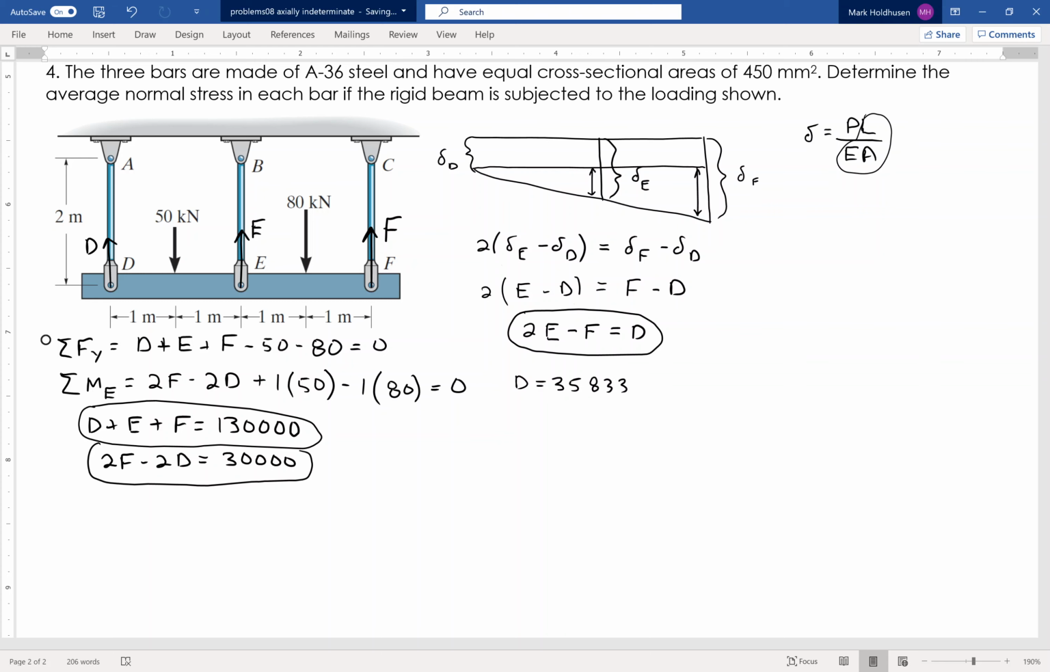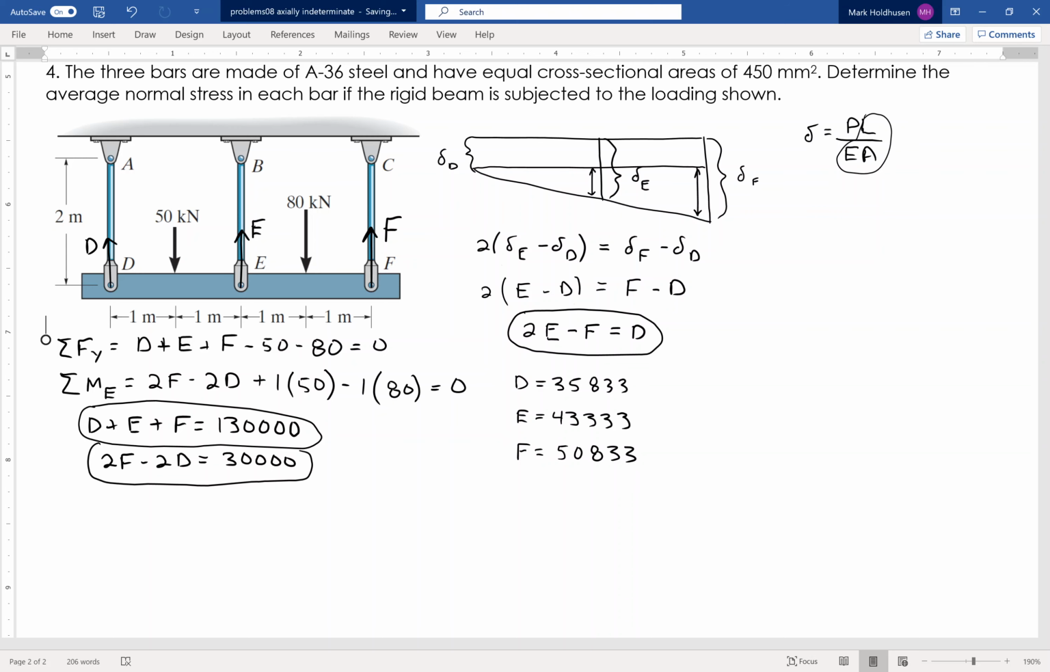I get D equals 35,833, E equals 43,333, and F equals 50,833. Just three equations, three unknowns will solve that for me.